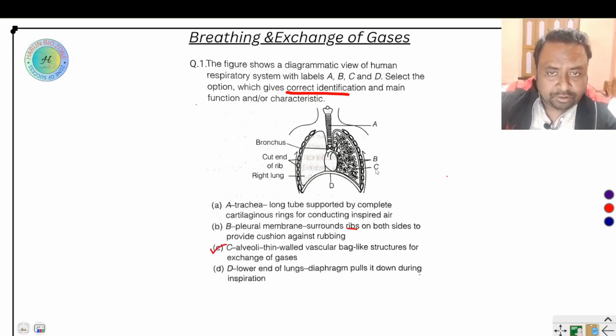C is the alveoli, a vascular pocket, where vascular means containing blood vessels. The exchange of gases occurs in the alveoli region.